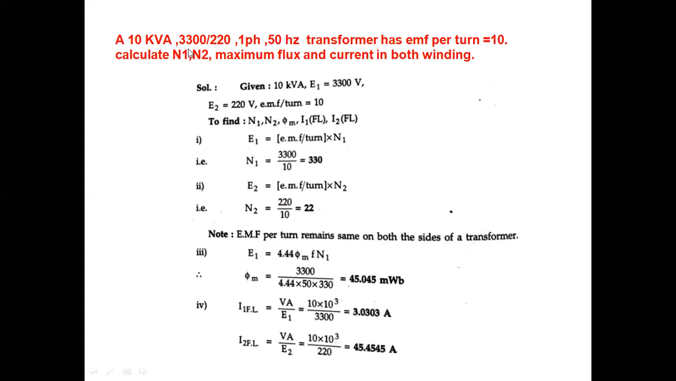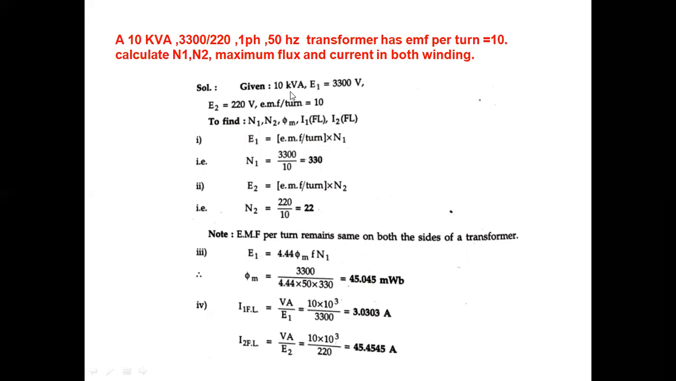A 10 kVA rating is specified for the transformer in example number 5. Ratio of voltage 3300 by 220. The single phase 50 Hz transformer has EMF per turn equal to 10. Remember this is EMF per turn. And we need to calculate N1, N2, maximum flux and current in both windings. So let me start to solve this.